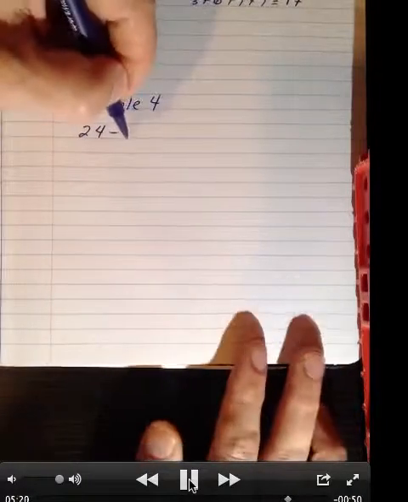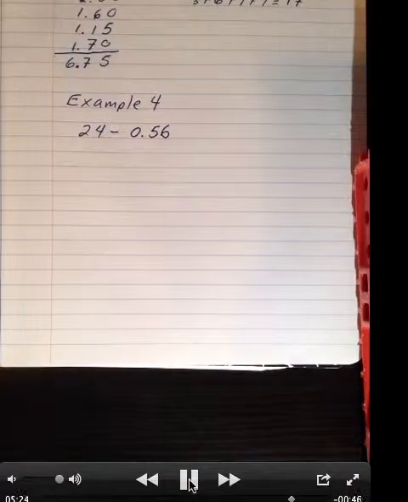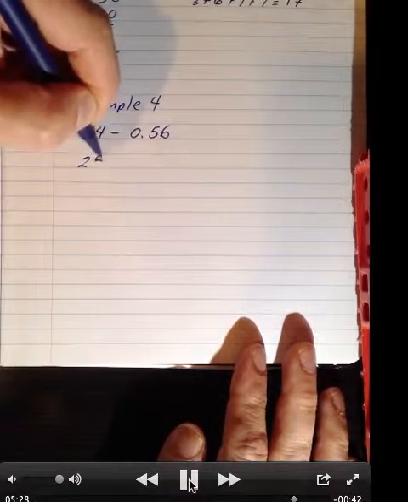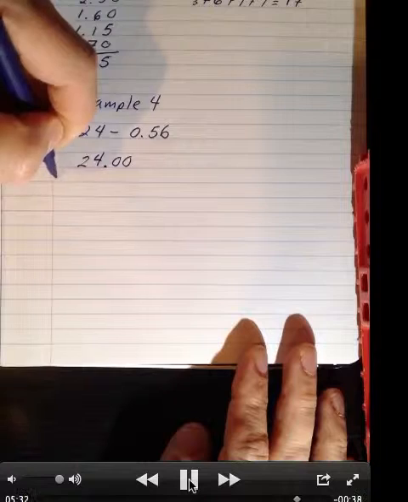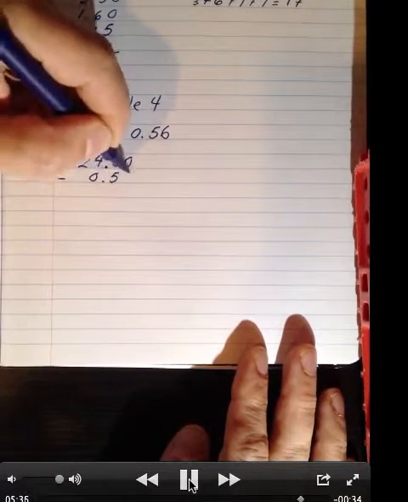Example 4, we're going to subtract 24 minus 56 hundredths. I changed 24 to 24 and 0 tenths and 0 hundredths.